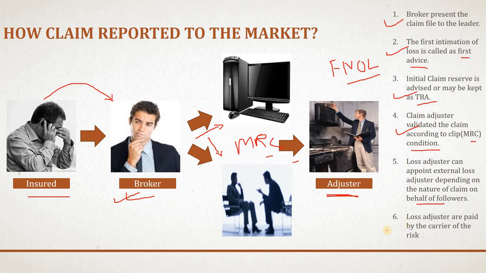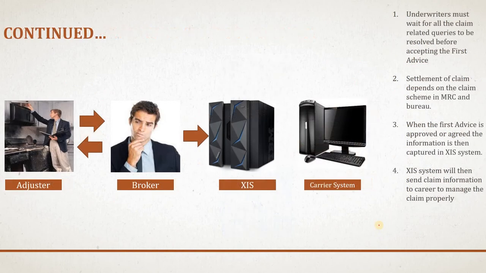Then loss adjusters are paid by the carrier of the risk. So why are they paid by the carrier? Because they represent the carrier, and the carriers are using their services. So this is how it works. During the assessment process, the loss adjuster talks a lot with the broker in terms of understanding the MRC and other terms and conditions within the contract. And the broker and loss adjuster interact to a great extent before arriving at the final conclusion.